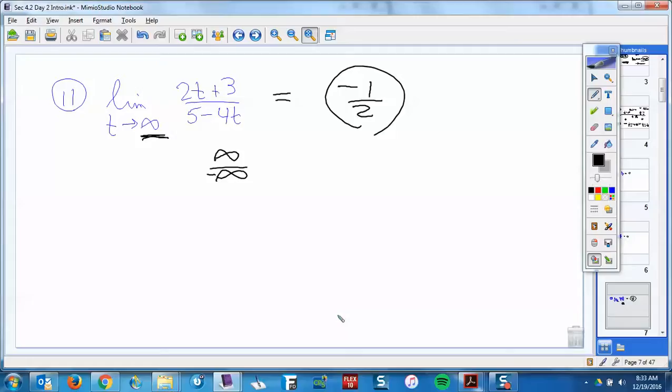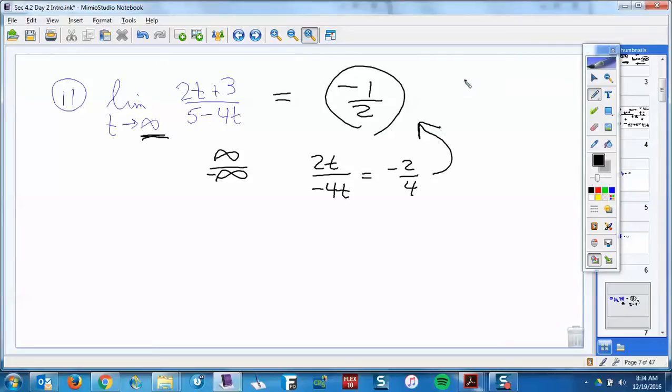But the difference is, as they get really big, what I like to think of is that the 3 doesn't matter. So this essentially becomes 2T, and here the 5 doesn't matter, and this becomes that. The T's cancel, right? And we get that. On the video, they said you just take the coefficient in front of the highest power, so the 2 and the -4, you get -1/2. Okay? Now that's a horizontal asymptote.